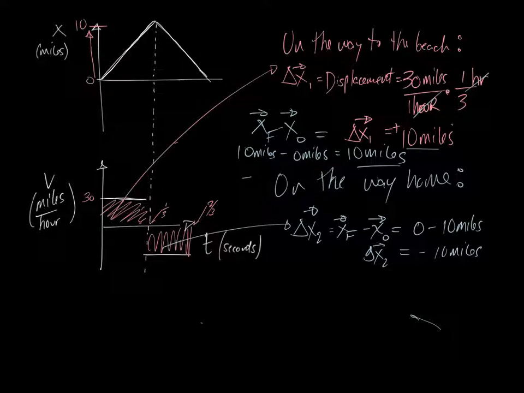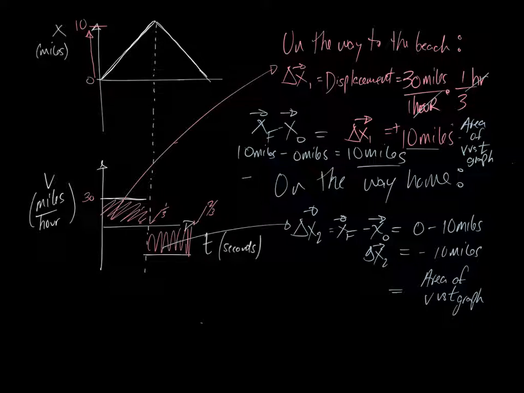Now, the other way of doing that, which is kind of cool, is just by looking at the area of my velocity time graph. So any one of these I can find, I can just use area of velocity, not position, versus time graph. And that works as well. Okay? So area of velocity versus time graph. And in this case, that's a negative 30, right? That's a negative 30 down there. Negative 30 miles per hour, right?